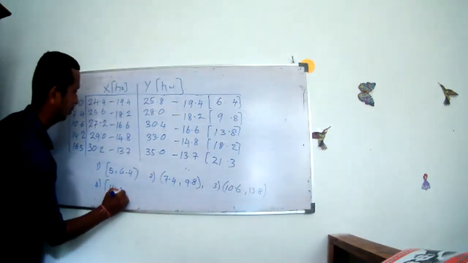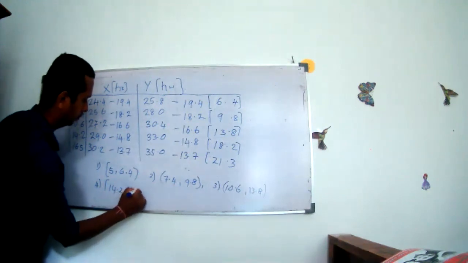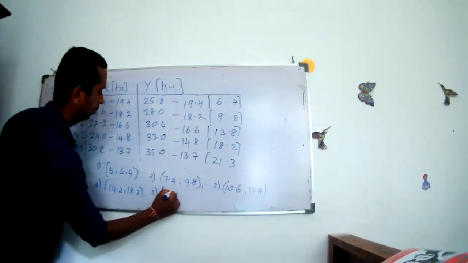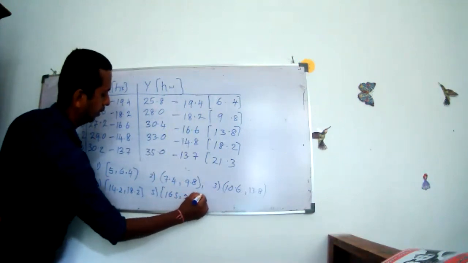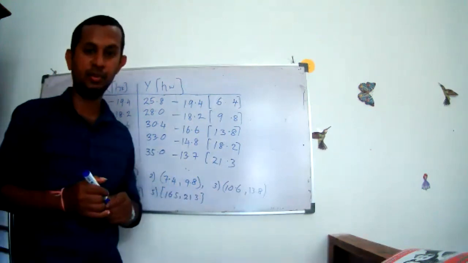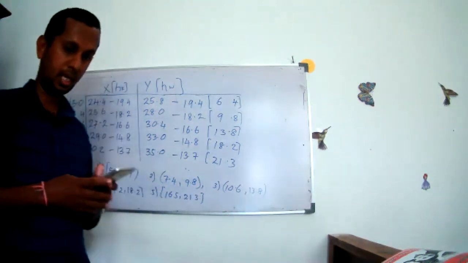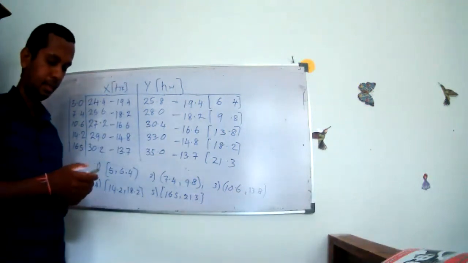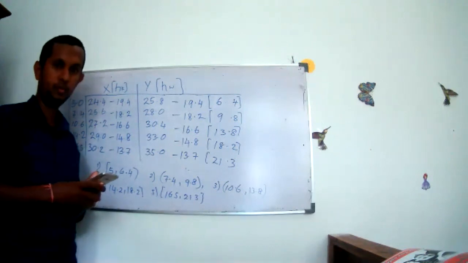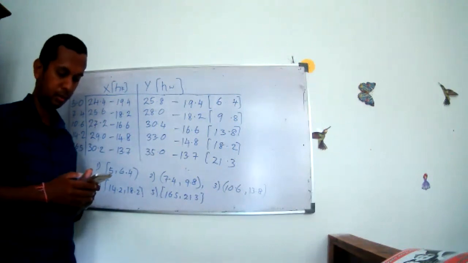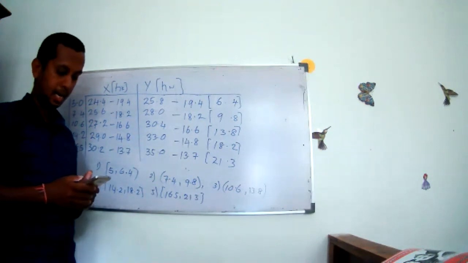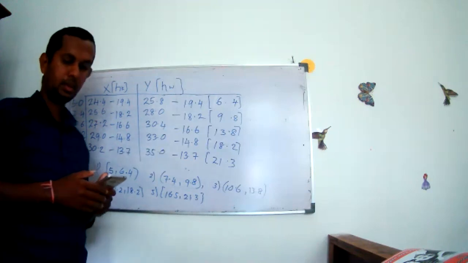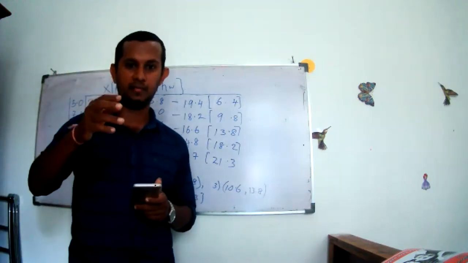14.2, 18.2. Fifth reading, 16.5, 21.3. So then I can plot the graph using those data. And then using the gradient of the graph, we will be able to find out the value for the relative density of the kerosene oil. So please leave a message if you are able to plot the graph using Excel.